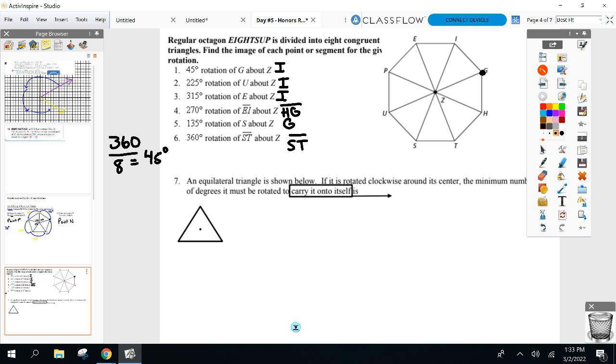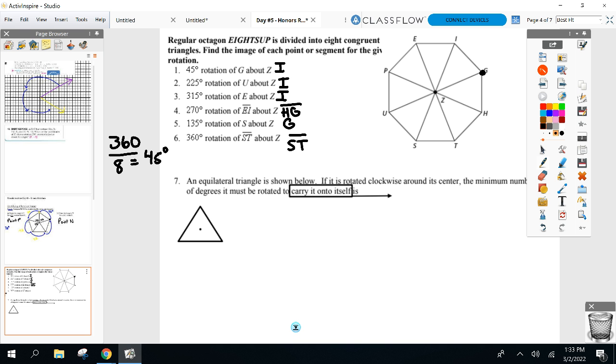Now, you guys see I have that boxed in. What do I mean by carry it onto itself? Everyone see the equilateral triangle you have on your paper and I have up on the screen. How many degrees do I need to rotate it so I see a triangle that looks exactly like that? Easy answer would be 360, right? But there's less degrees you can rotate it.